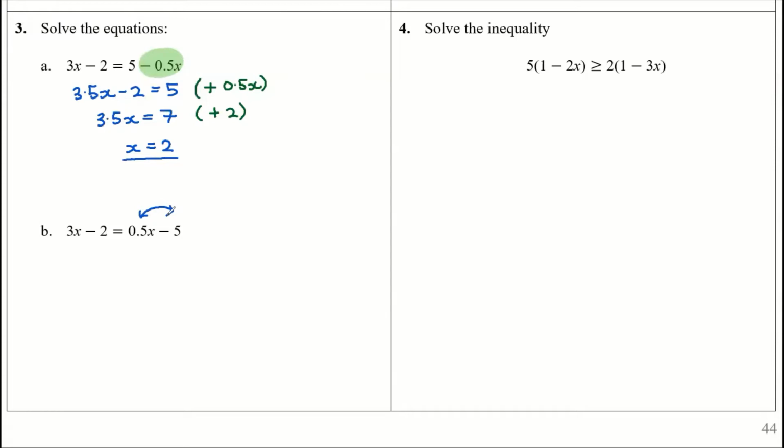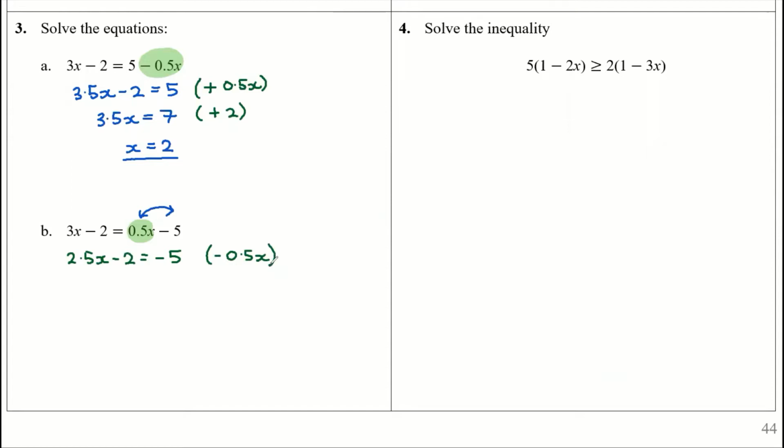So we need to solve this. Now, the first thing to do is instead of having a negative 0.5, I've now got a positive 0.5. So I'm going to have to subtract that from both sides. So let's do that first. So if I subtract 0.5, I'm going to have 2.5x subtract 2 is going to equal negative 5. Okay, so I've subtracted 0.5x this time.